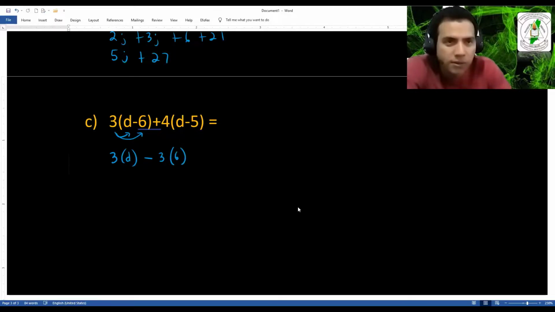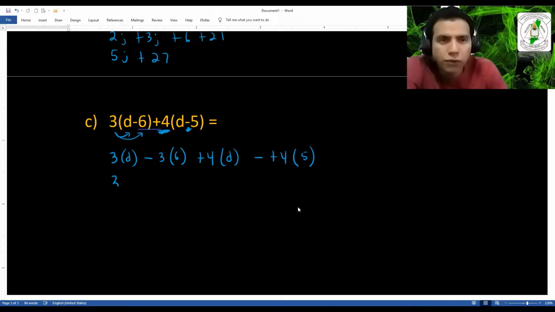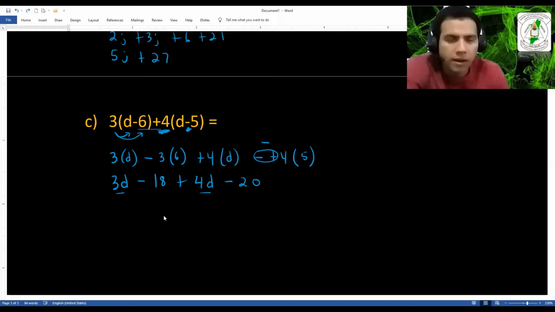Now we are talking about this one here. Now we are talking about plus 4. So plus 4 times D minus 5. There's a plus 4 times 5. 3D minus 3 times 6 is 18 plus 4D. Remember here we have double signs, so we need to make one sign. Like signs make positive, different signs make negative. So that's minus 20. So we group like terms 3D plus 4D minus 18 minus 20.